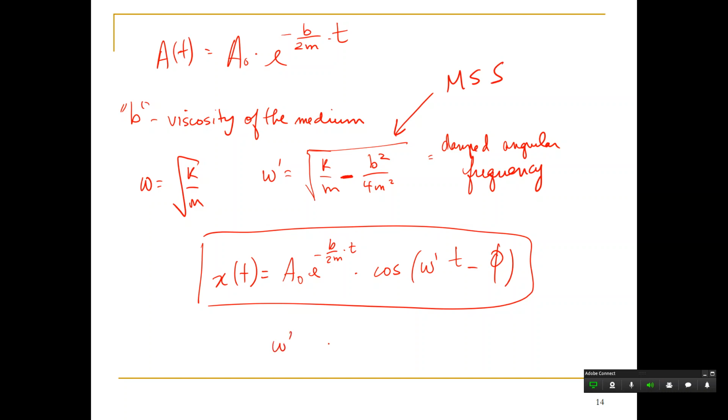If I had a pendulum, what would it look like? Is it L divided by G or G divided by L? I can never remember actually. L divided by G? You guys sure about that? G divided by L. Minus, and now you can just use the same corrective value, b squared over 4m squared. This would be for a pendulum.